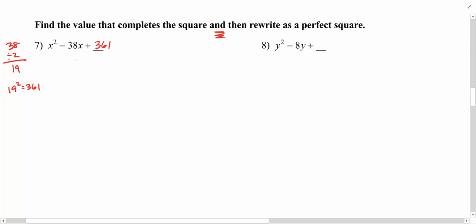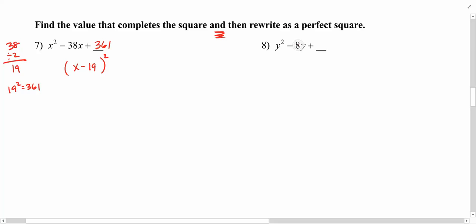And when we rewrite as a perfect square, it looks like this: x minus 19 squared. So I was looking for both parts here, since the instructions asked for both. Now this process is really important when we actually solve the quadratic equation by completing the square. We have to show both of these steps, and you'll see that again in just a moment.